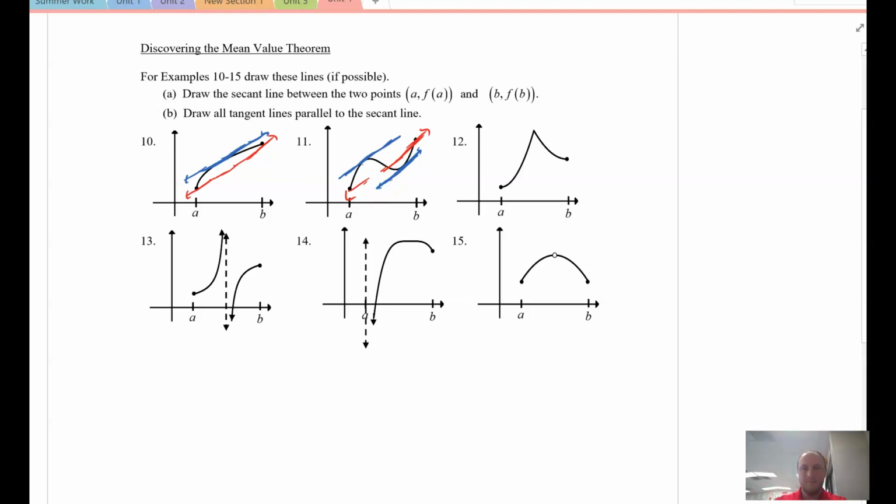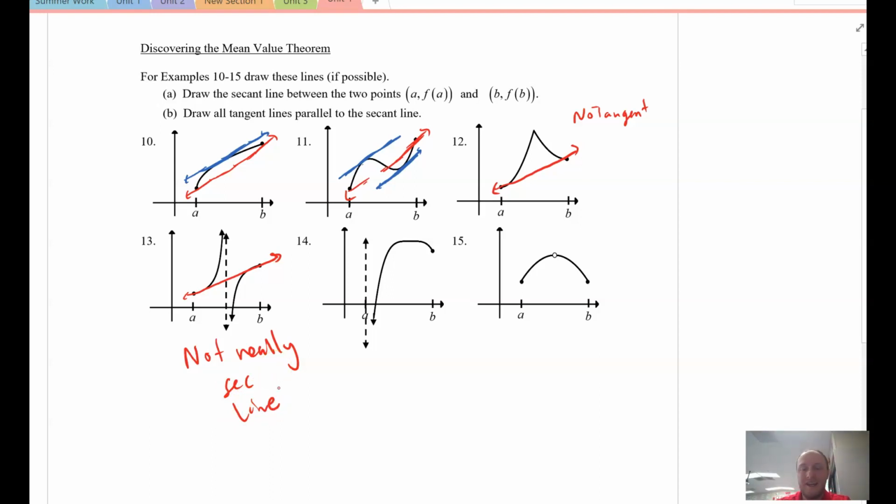And then notice here for example 12, I can connect these points like so. Notice where it would be parallel is right here. However, that point is non-differentiable, right? So here there's no tangent line. For 13, I have a function that looks something like this. Notice this is not really a secant line, and there are no points that are tangent.